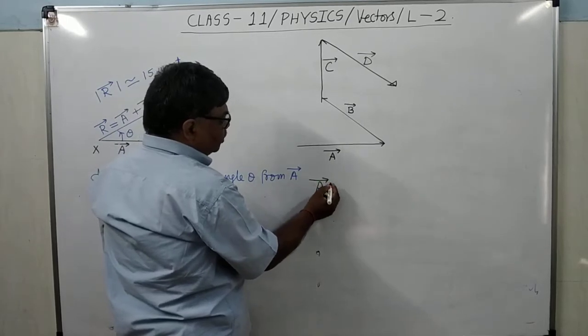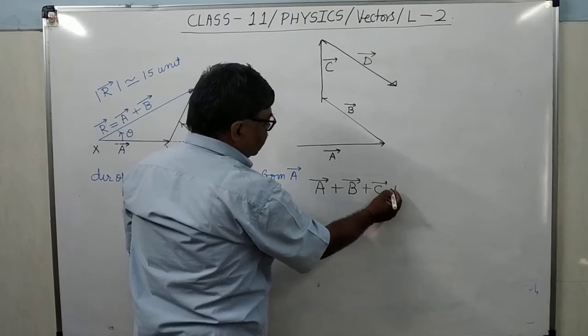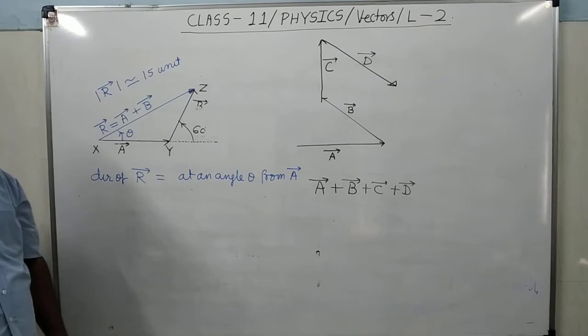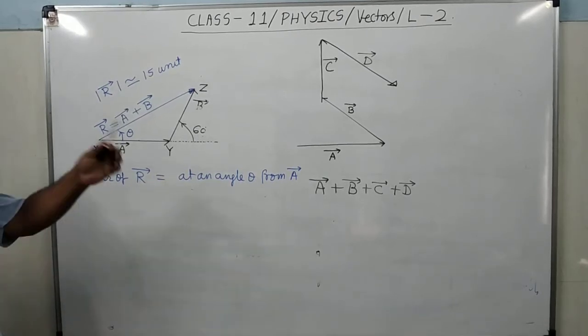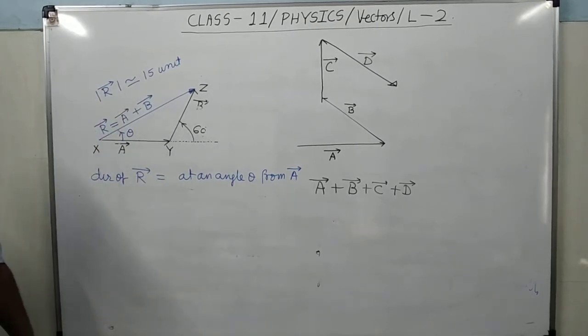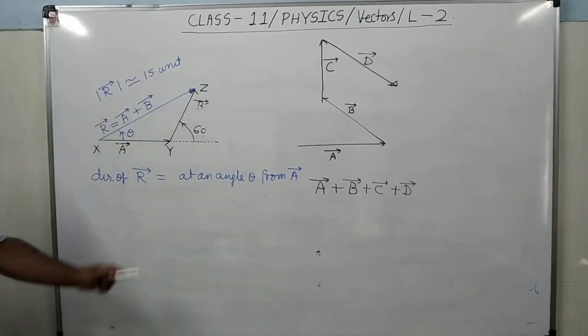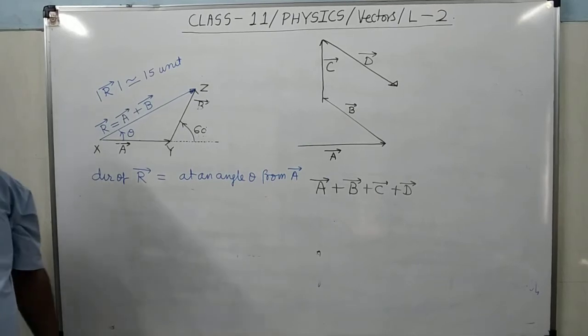The resultant of all these vectors, vector A plus vector B plus vector C plus vector D. How will you find it? The same technique, as I have already told you, applies. First you will draw the first vector. From the head of the first vector draw the second vector in the given direction, whatever be the direction given. Then from the head of the second vector, draw the third vector. From the head of the third vector, draw the fourth vector. What will be the resultant of all these?